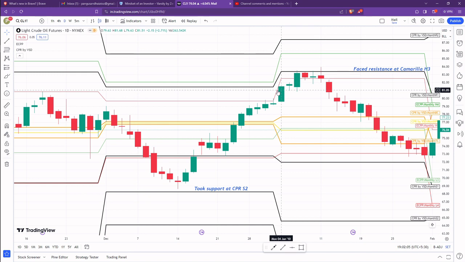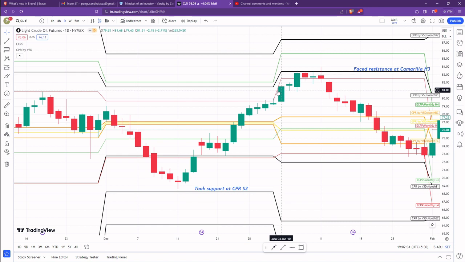What is the role of S2 or S1 or S3 or S4 in CPR? S1, S2, S3, S4 can act as supports. Okay, it does not mean it has to take support at S1 or S2. We will not be able to predict that, but price action will tell us whether it is taking support at S2 or not. So it has taken support at S2, and now it has started bouncing towards H3.